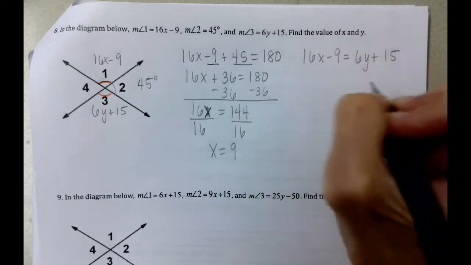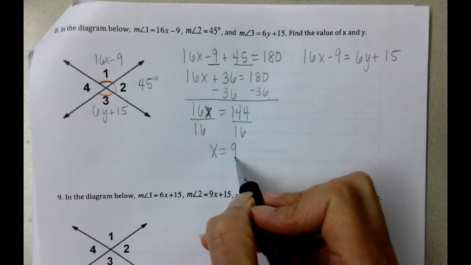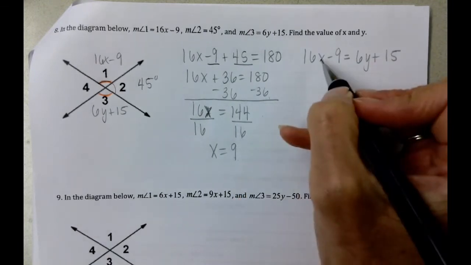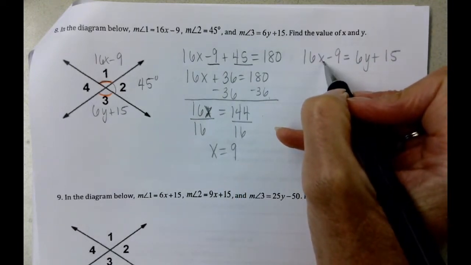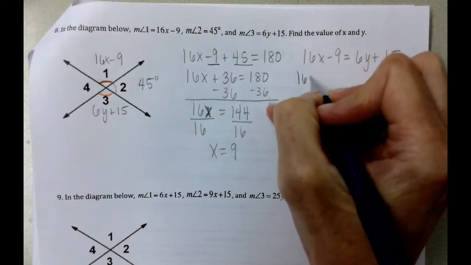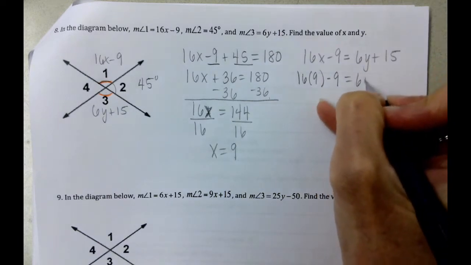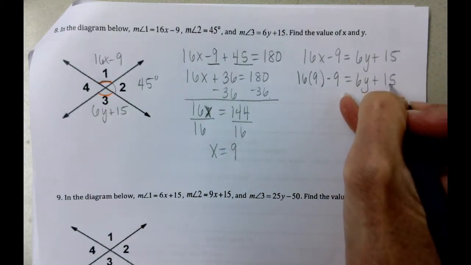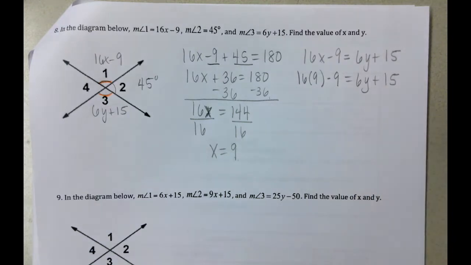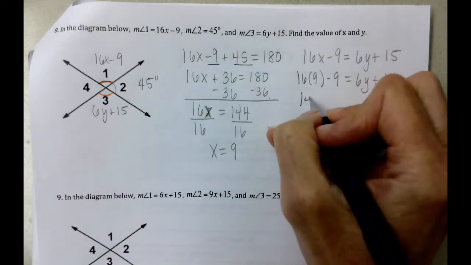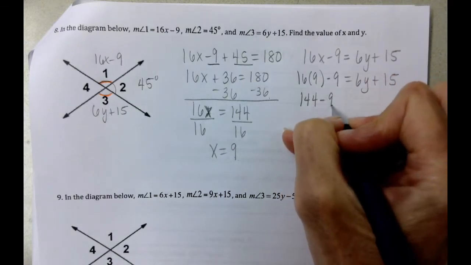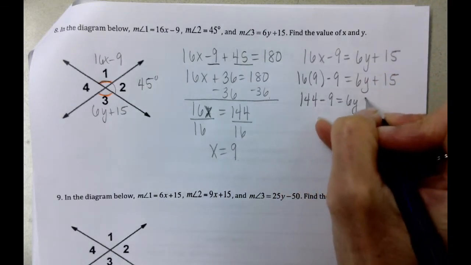And what we also just found out is that x is 9. So we can put that value of 9 back in here for x. So this is really 16 times 9 minus 9 equals 6y plus 15. That allows us to write this equation in one variable. So just a reminder here that 16 times 9 is 144. If you need to, type that into Desmos.